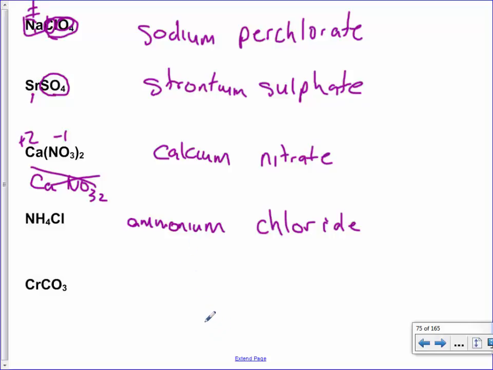Okay, this last one is really mean. Anybody know what Cr stands for? Good, chromium. Has anybody found what a CO3 is on that table yet? CO3.